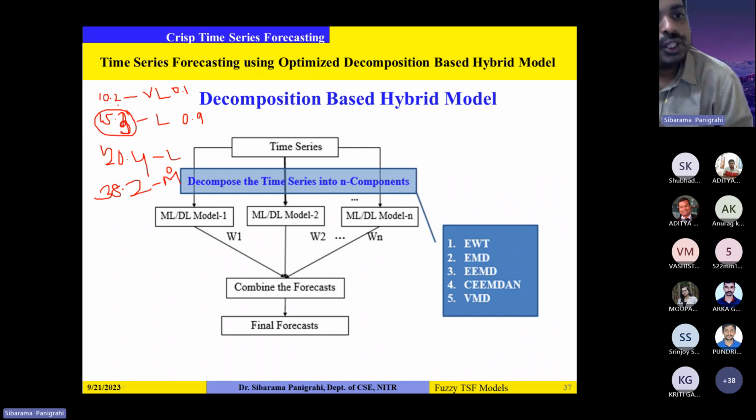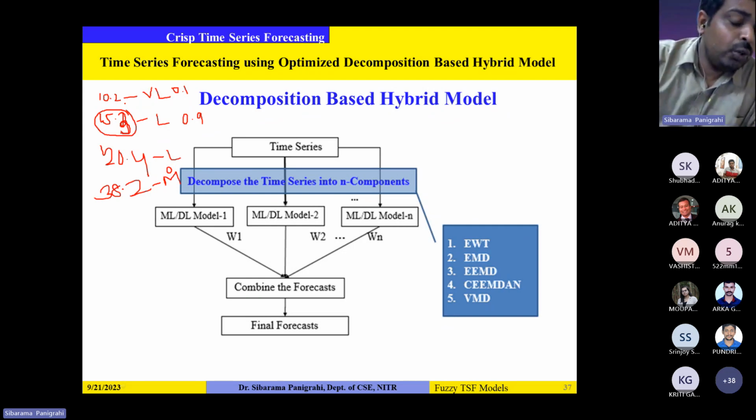So now what do you see? We will convert this crisp time series to fuzzy time series, meaning we will use linguistic terms, okay, to represent the crisp time series. Then we operate on the fuzzy domain, then we will predict. How we will do that, I will tell you. But this is how we do fuzzy time series forecasting, okay?